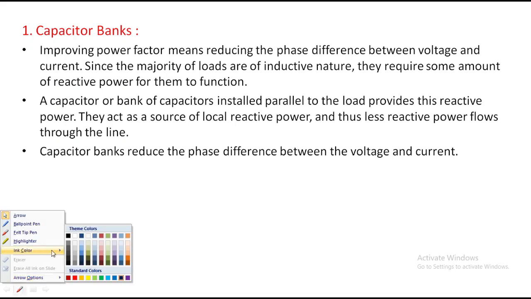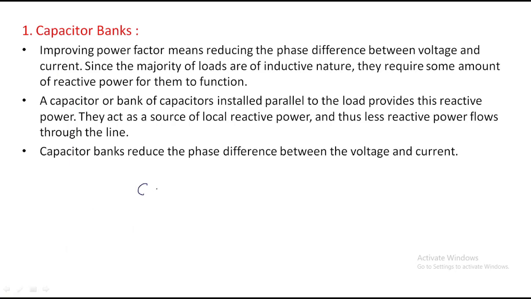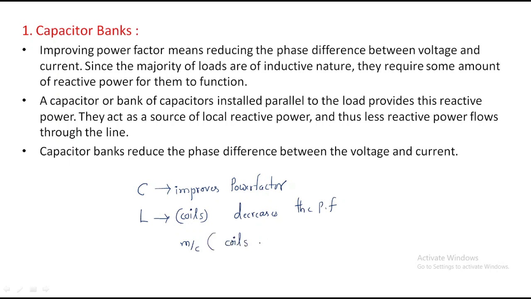Generally, the most important thing when we are connecting a capacitor: a capacitor always improves the power factor. Power factor will be improved by a capacitor. Whenever inductor coils are there, they decrease the power factor. Generally, all machines consist of coils, so they look like inductors. That's why the power factor is low. To improve this, we will connect a capacitor.